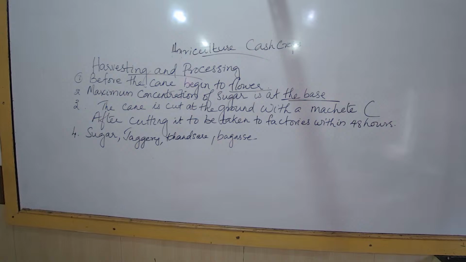Okay, sugarcane harvesting, you understood? Yes. What is the device used for harvesting? Machete. Then what is done after harvesting? It is taken to factories within 48 hours. So that is one more thing we have.